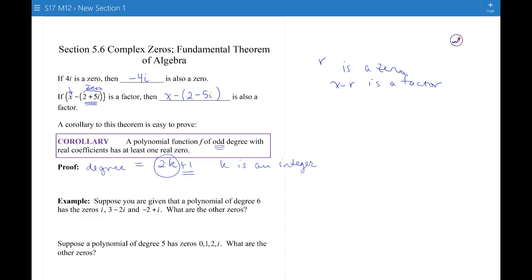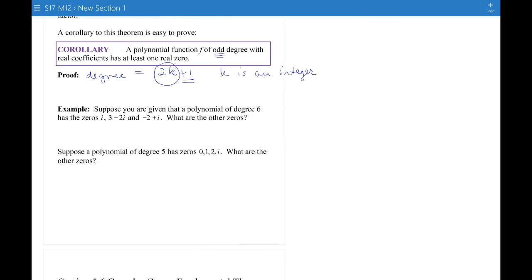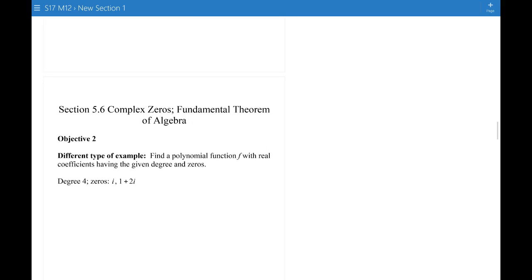So suppose you're given a polynomial of degree 6, and you're given some of its zeros. See if you can figure out what the other zeros are. So if i is a zero, then negative i is a zero. If 3 minus 2i is a zero, then 3 plus 2i is a zero. And if negative 2 plus i is a zero, then negative 2 minus i is a zero. And if I have a polynomial of degree 5 that has zeros 0, 1, 2, and i, well, we only get 5 zeros, and here's 4 of them, so negative i is the 5th one, and that's all you get.